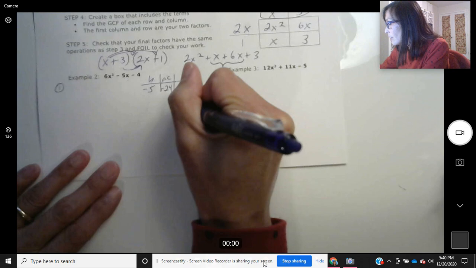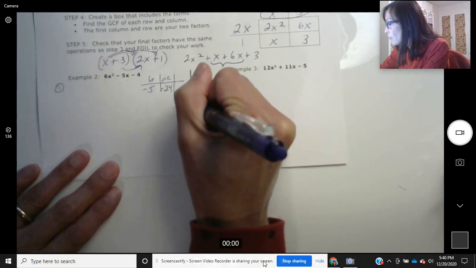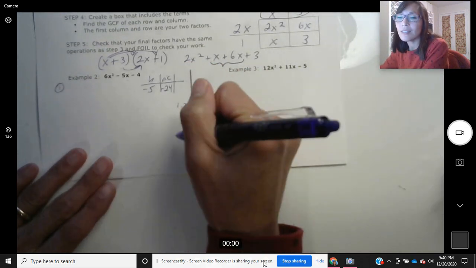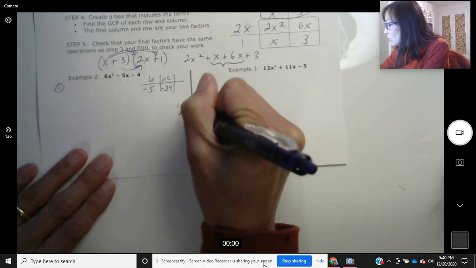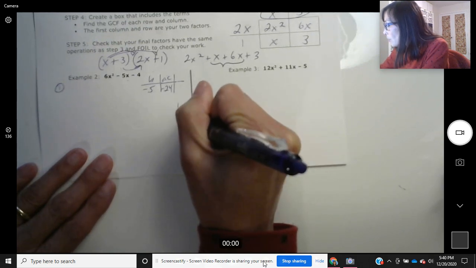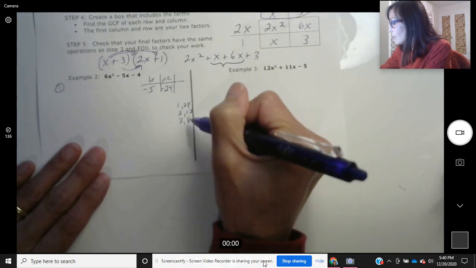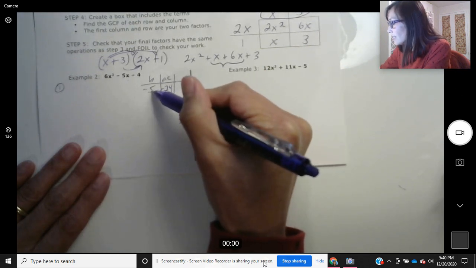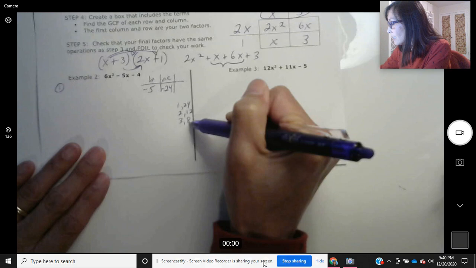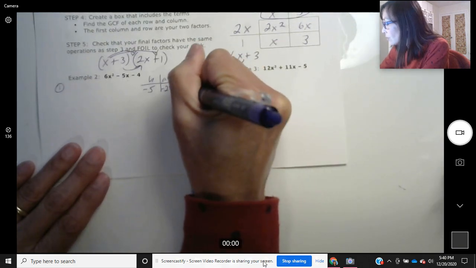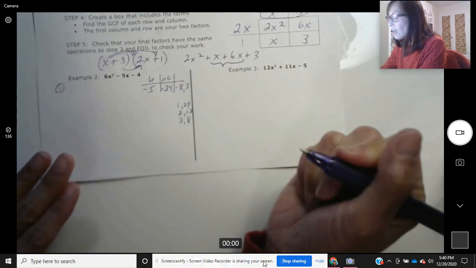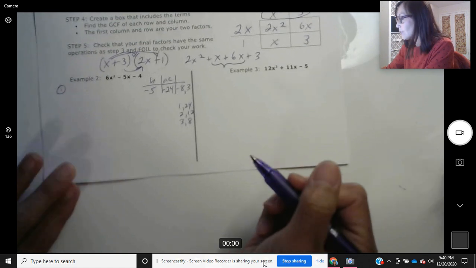So I'm going to look at the numbers 1 and 24. If I subtract those, that wouldn't help me. 2 and 12 doesn't work, but 3 and 8 do. So the second thing is we have to make sure that the 8 is negative because there are more negatives than there are positives. So -8 and 3 are going to be our bx terms.